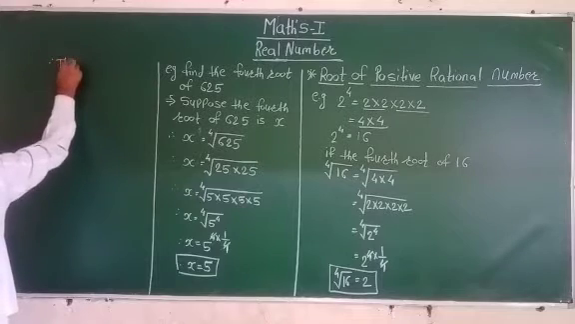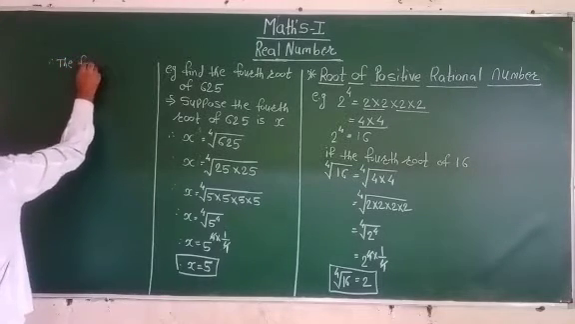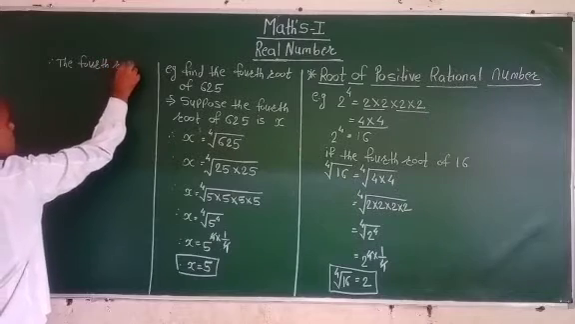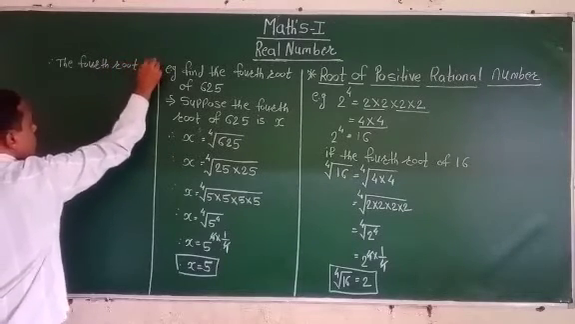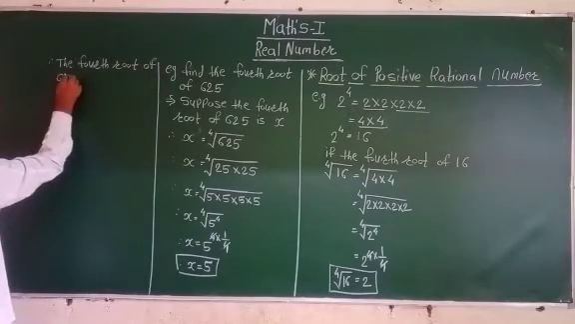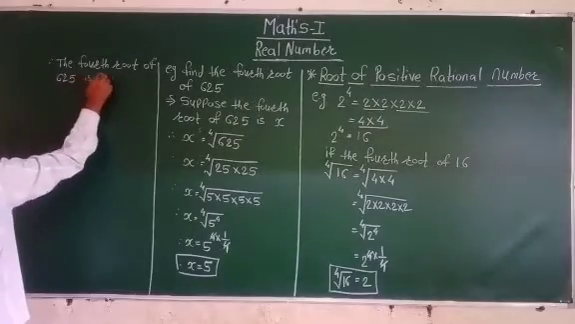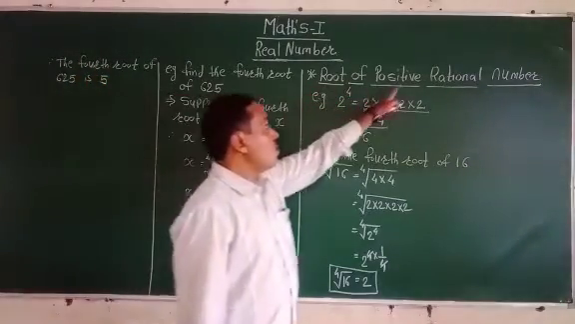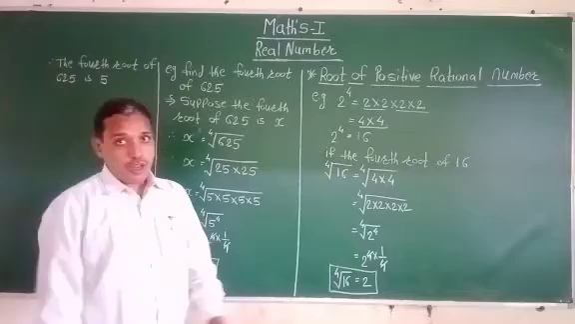Therefore, the fourth root of 625 is 5. So we can find the root of a positive rational number.